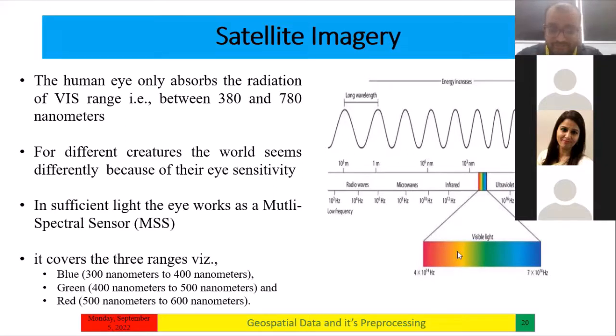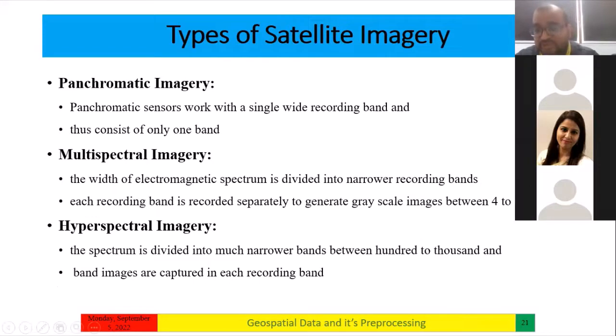So on the basis of this, we have three categories. Panchromatic: only one image, only one range, only one sensor for that range. Multispectral and hyperspectral: the same range has multiple subspectrums, and those subspectrums have dedicated sensors to collect responses.